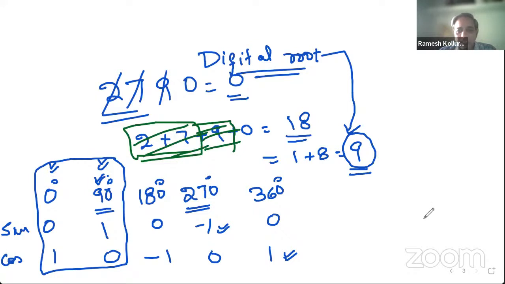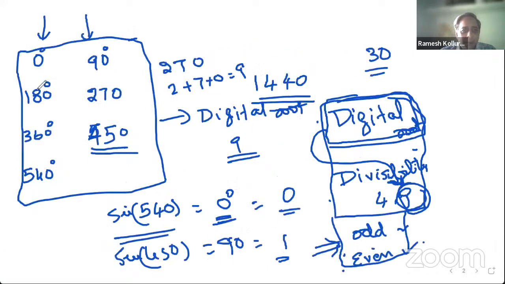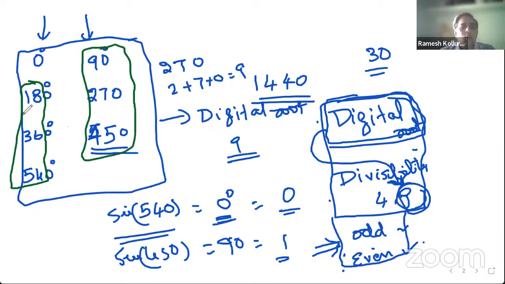So 0 degrees, as I showed in the previous example, these are all even numbers, correct? And these are all odd numbers. So whenever an even number is there, that means it is related to 0 degrees. Whenever an odd number is there, it is on the y-axis, right? 90, 270, 450. This is the x-axis. So I hope till this point everyone is clear, right?